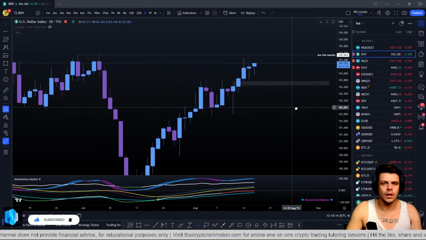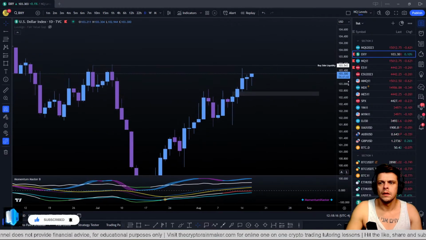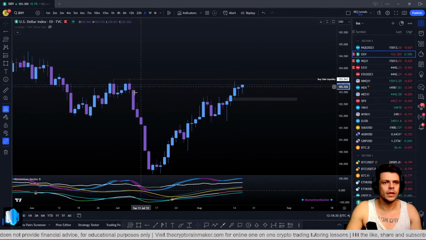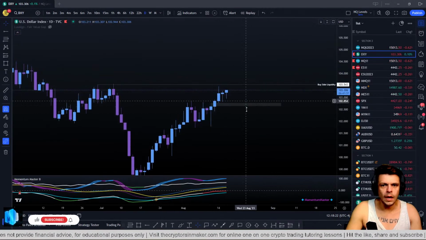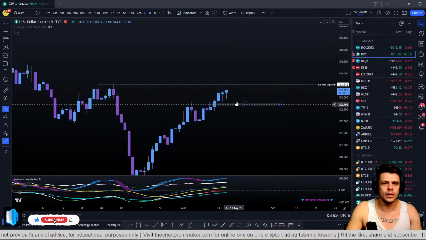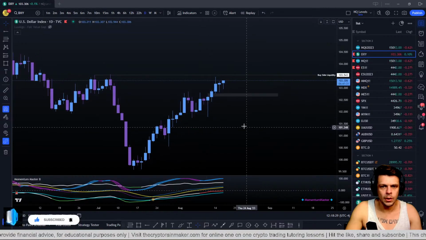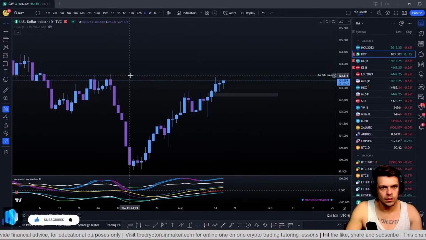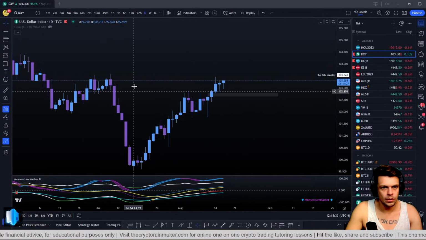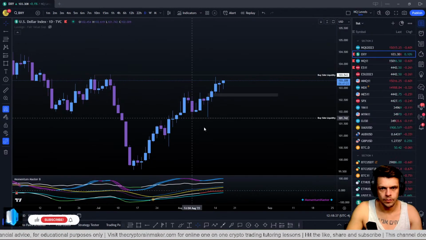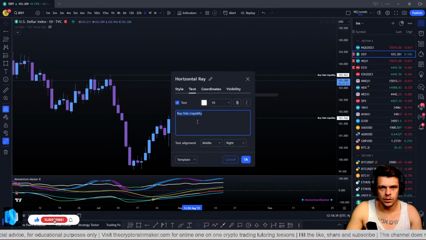But right now, to me, it seems more likely that the dollar will move up into this area to kick everyone out and then come down to rebalance this imbalance that we have in the chart. And then if we look below, there's equal lows right here. So let's copy this line, and we will call this our sell side liquidity.